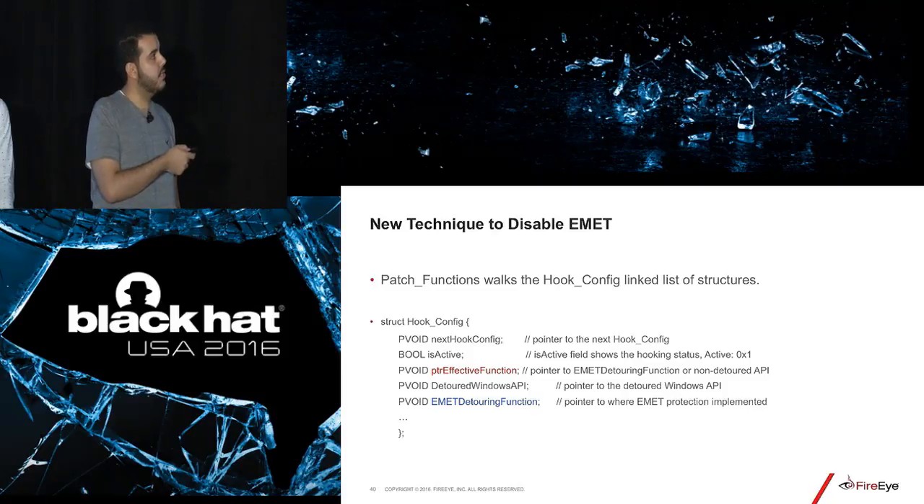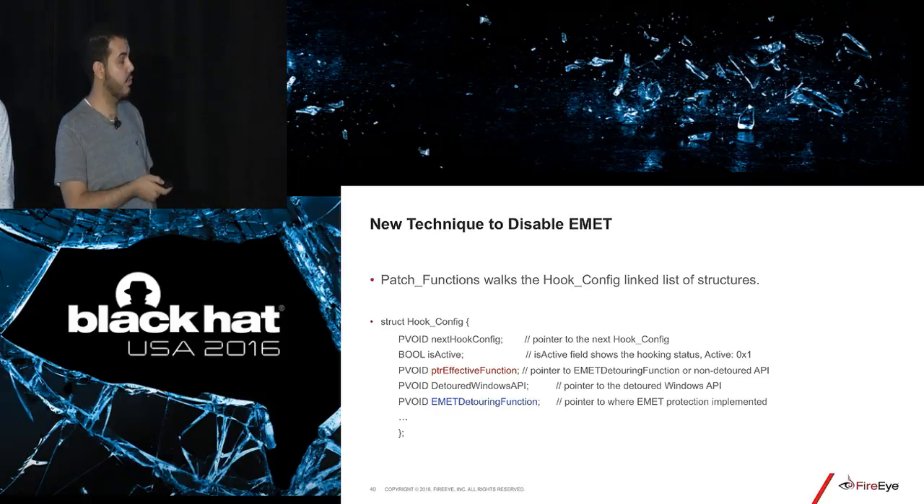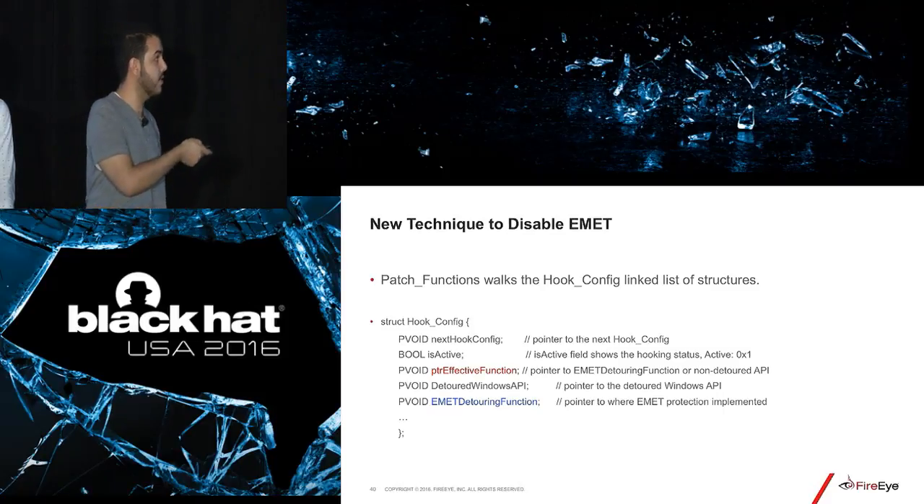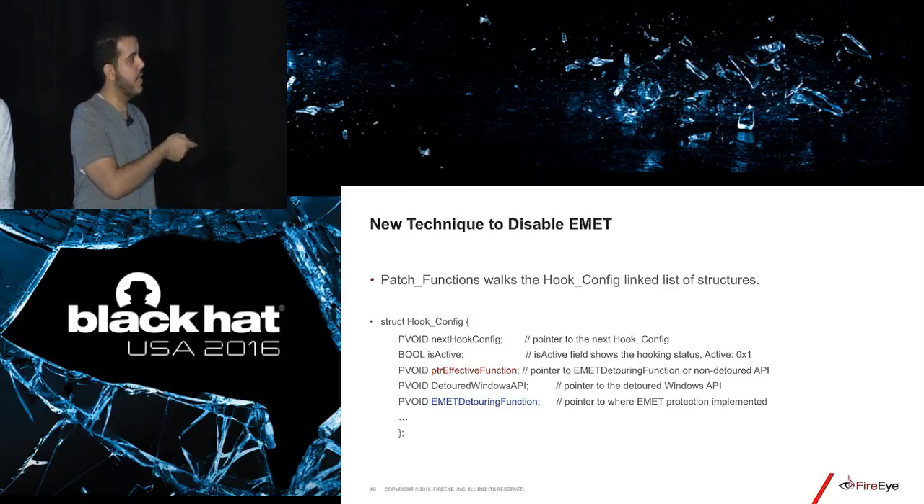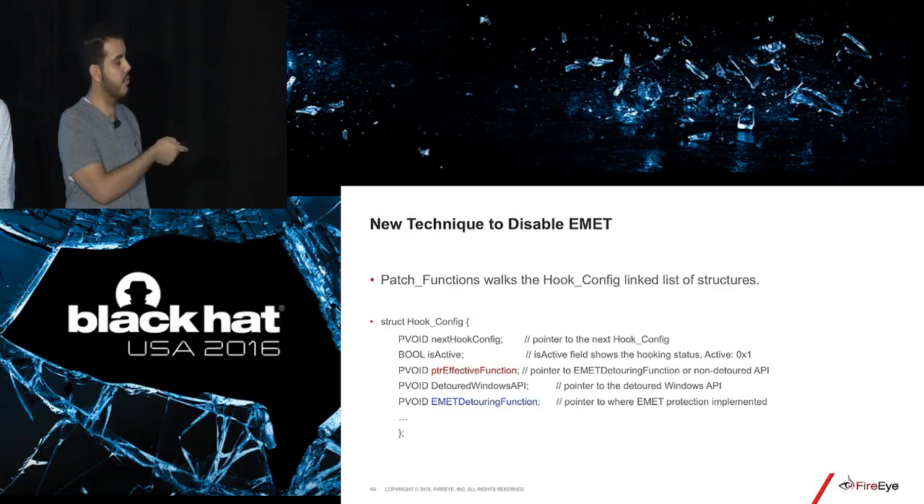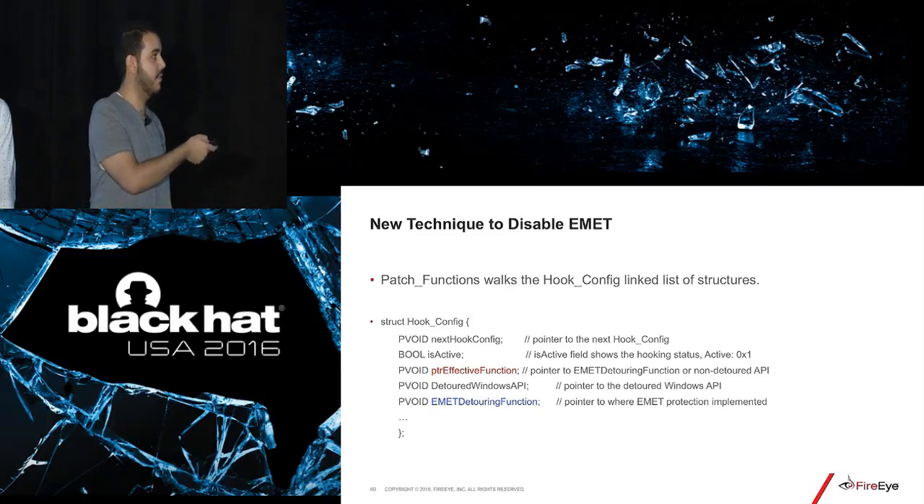Within the patch function, which does the actual unhooking and removes the installed hooks or detours, it walks through a linked list of hook config data structures. And here we describe this data structure. There is a pointer to the next hook, the next node in this linked list, and there is a status is-active. If it's active, then it's 1. If not, it's 0. And there is a pointer to the effective function.